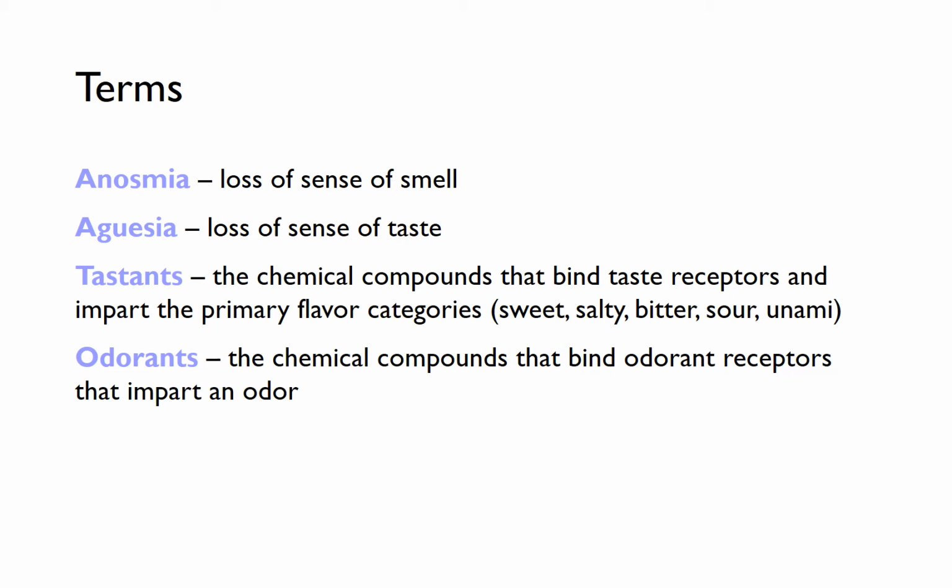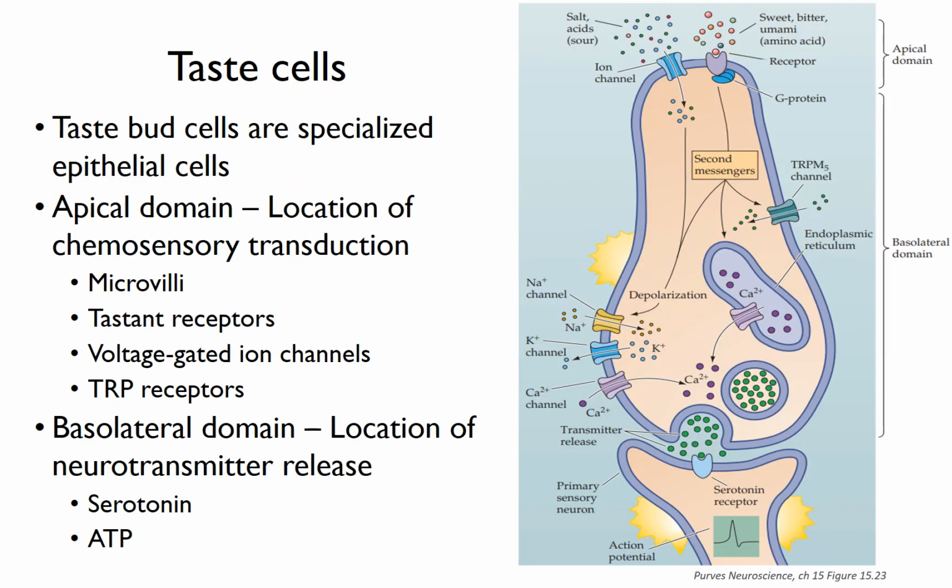And then odorants. Odorants are the chemical compounds that bind to and activate the odorant receptors and impart a sense of odor as a result. And we will begin with the signaling cascade for taste cells.